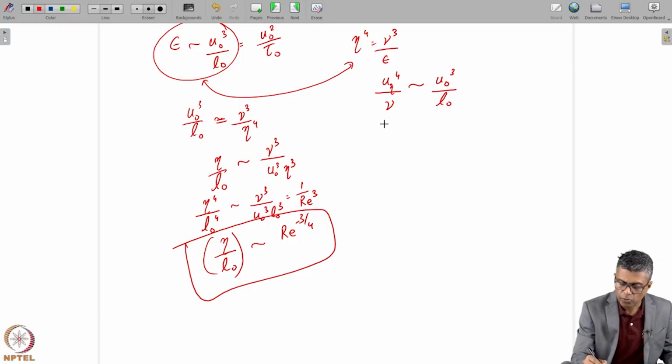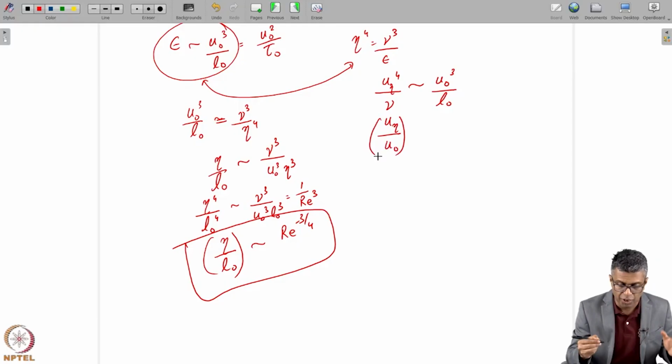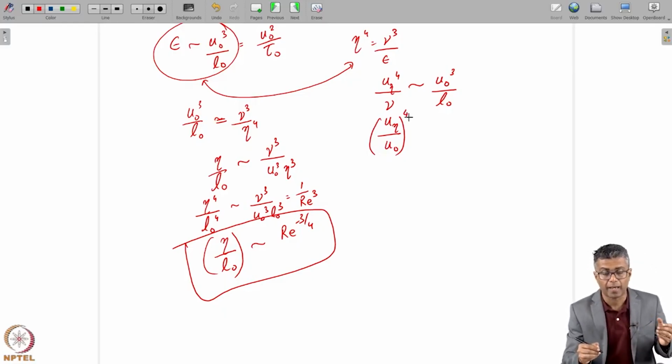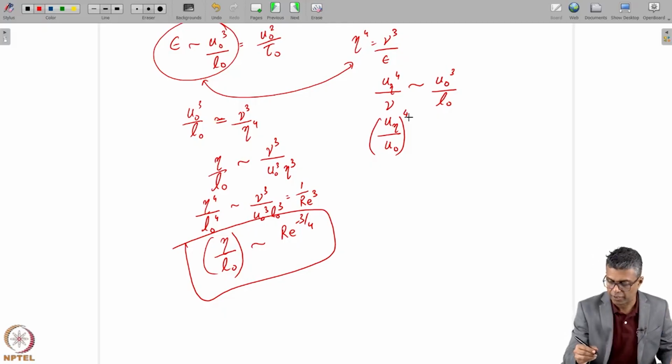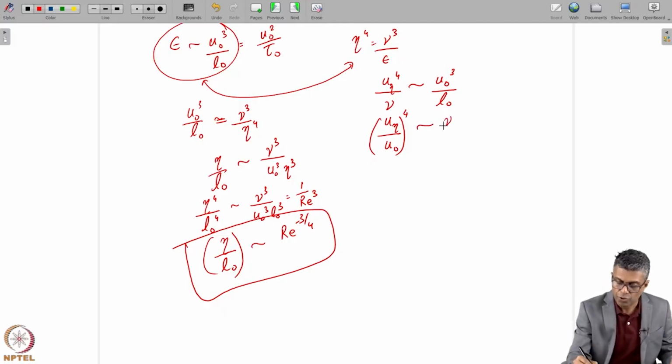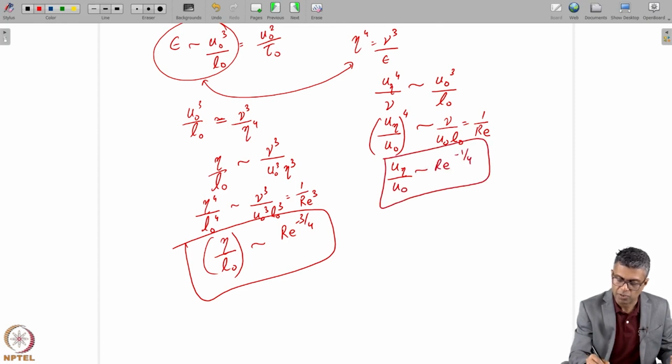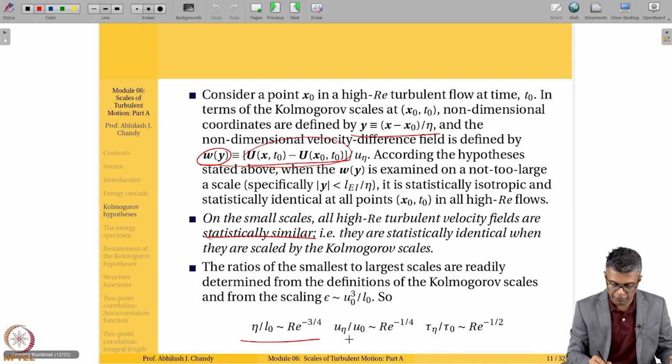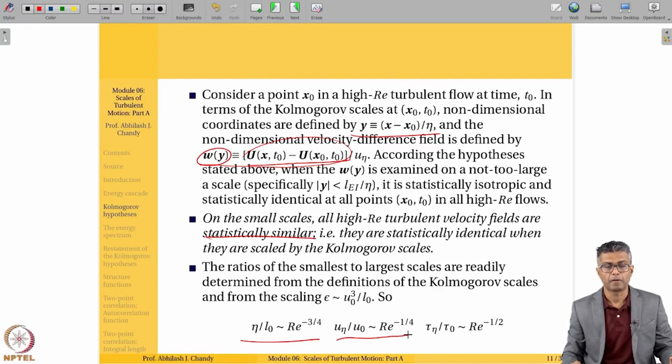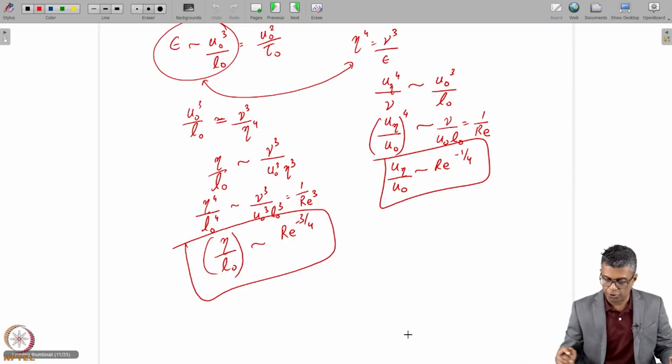So then I'll manipulate this and write this as U eta over U0 because that's the ratio I want, and I'll put it to the 4th power, which means I have multiplied by an additional U0 in the denominator, which means I will have nu over U0 L0. As you know, this is 1 over Re. So U eta over U0 is now of the order of Re to the minus 1/4. This is my second equation, as I have shown here. Isn't it? One more to do.